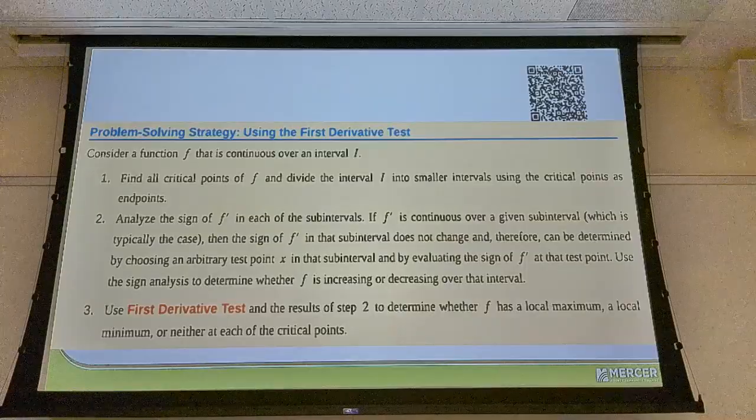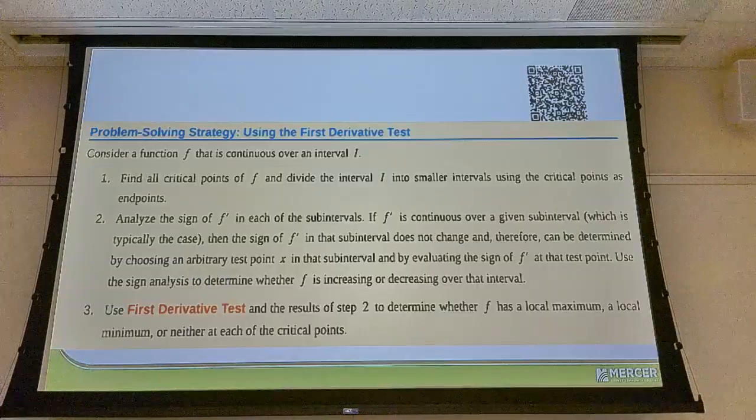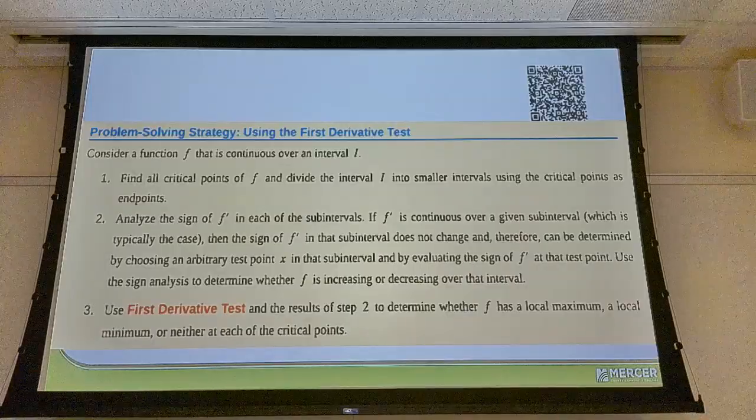Then just use the first derivative test. Does it go from plus to minus? If it does, that critical point is a min. Sorry, plus to minus is a max. If it goes minus to plus, it's a min.